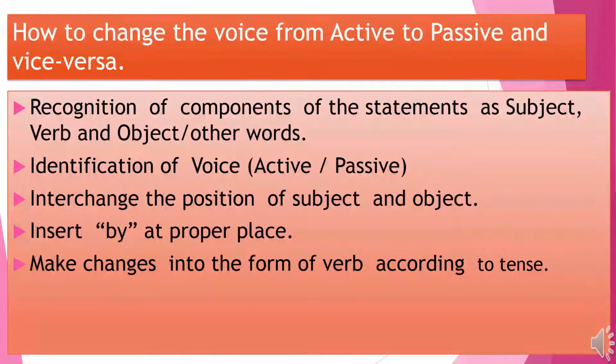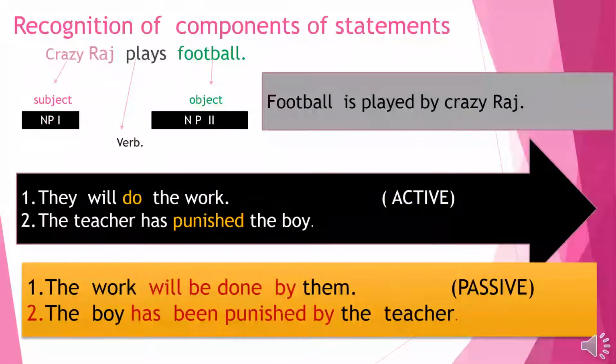Let us see with an example. Here are the examples. At first, the statement is, Crazy Raj plays football. My dear friend, you can see that Crazy Raj is the subject, play is the verb and football is the object. Crazy Raj is a group of words, that's why we can say it is noun phrase 1, and football, which is the object, can be called NP2. NP1 is the subject, NP2 is the object, and the verb is play.